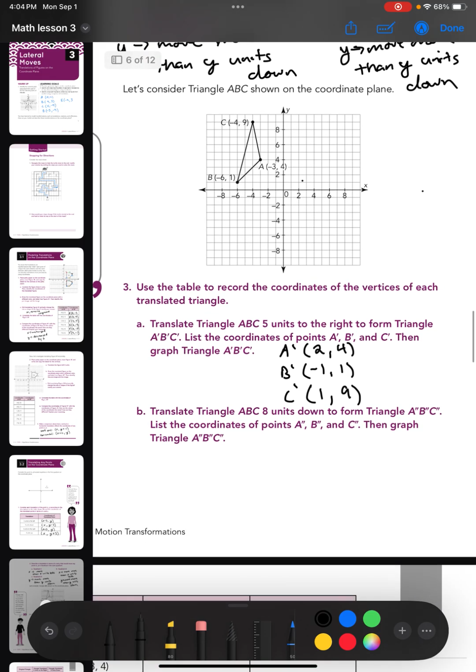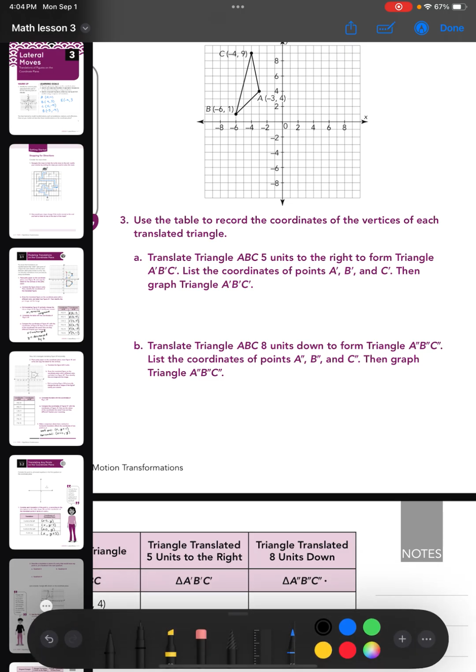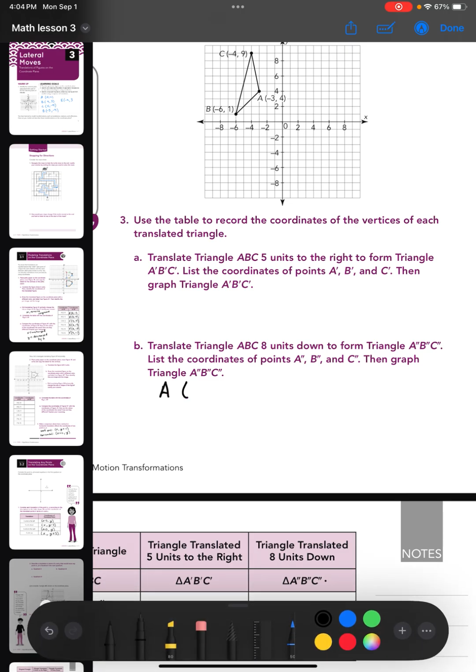Okay, for the next one, I'll do the same thing, but I'll even write out the rule. Now it says we're going to take that same triangle and move it 8 units down. Okay, well, the original A is at -3, 4. So if we go 8 units down, we're going to be at -3 and then 4 minus 8. So our new A, when we move that down, is going to be at -3, -4.